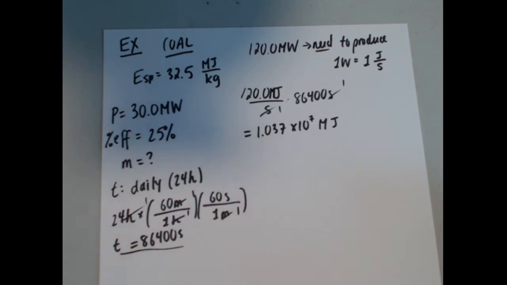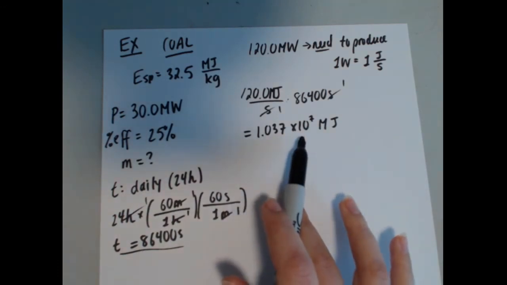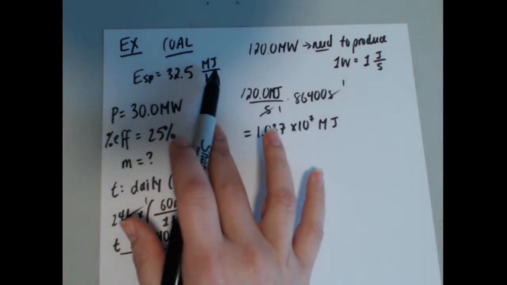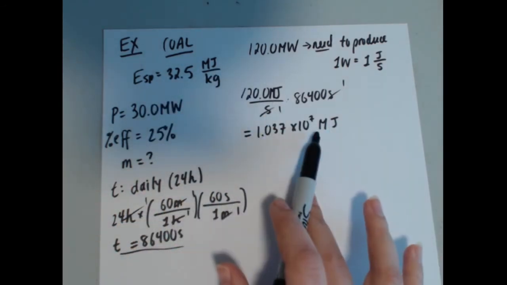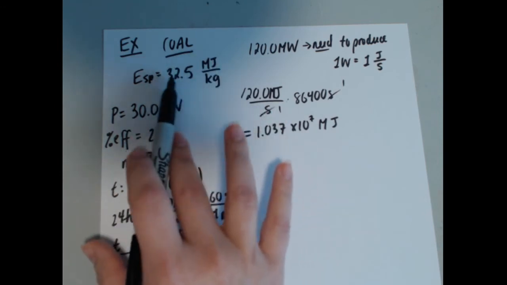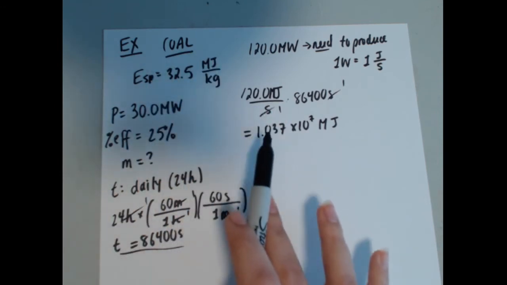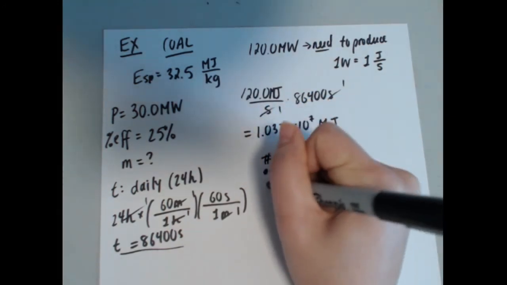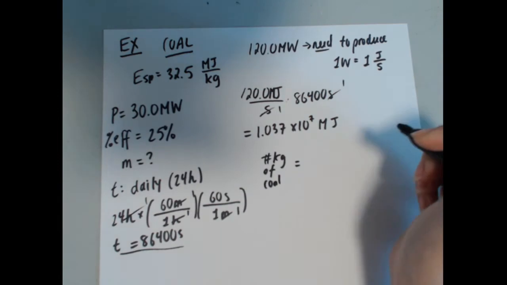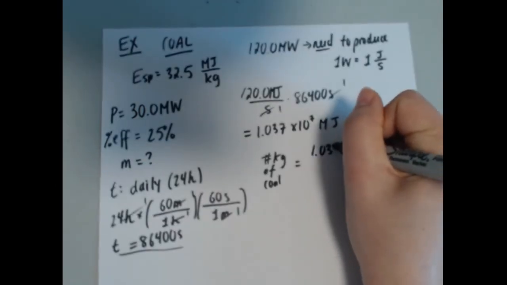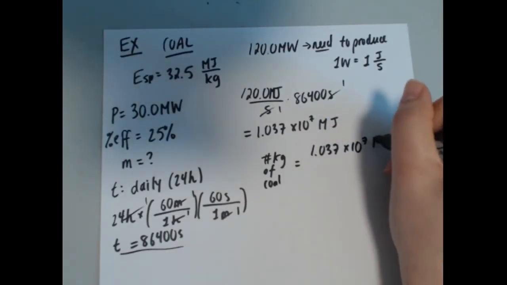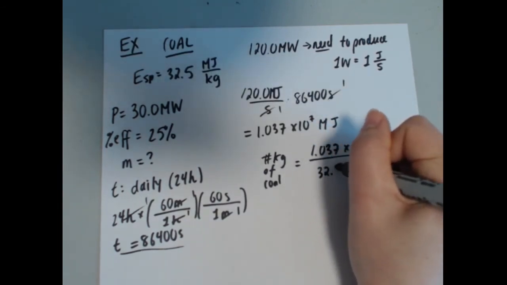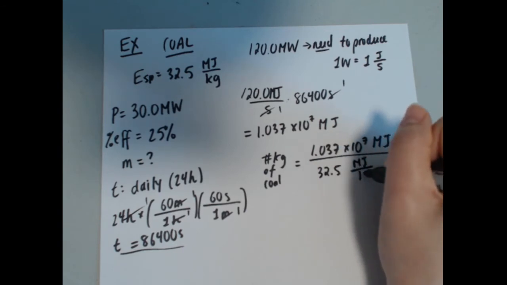Okay, so this is how much energy we have to produce. And I know that each kilogram of coal will produce 32.5 megajoules of energy. So I need this much, and I know that each kilogram provides me this much. So dividing these two numbers by each other, I will get the number of kilograms. So the number of kilograms of coal is going to be 1.037 times 10 to the 7 megajoules of energy that I need, divided by 32.5 megajoules per kilogram.